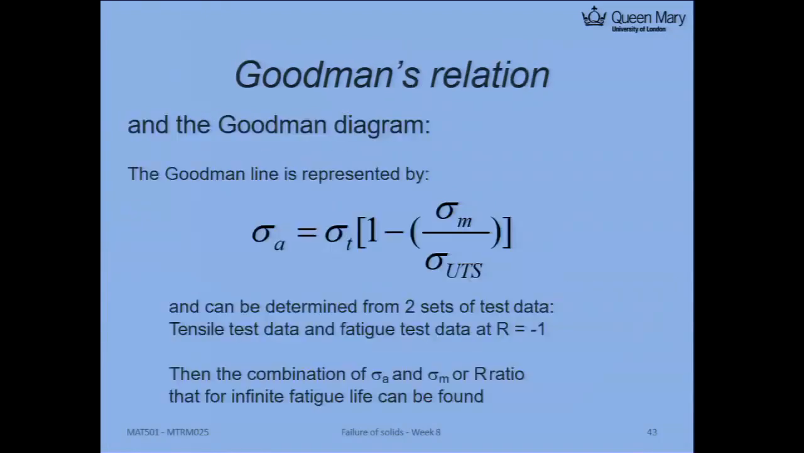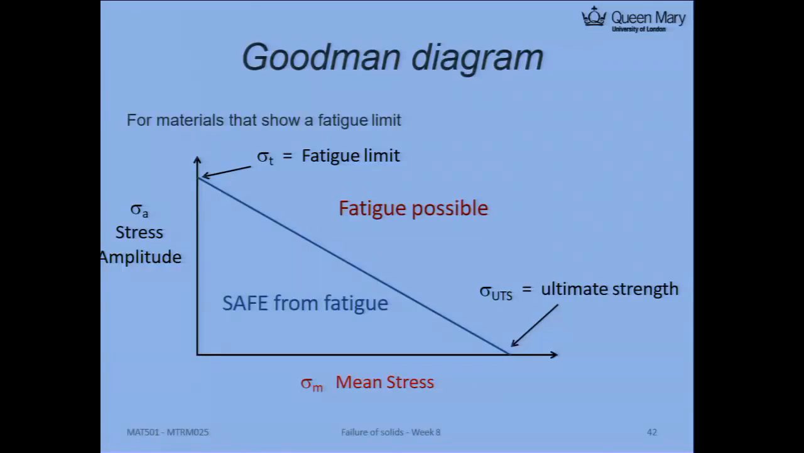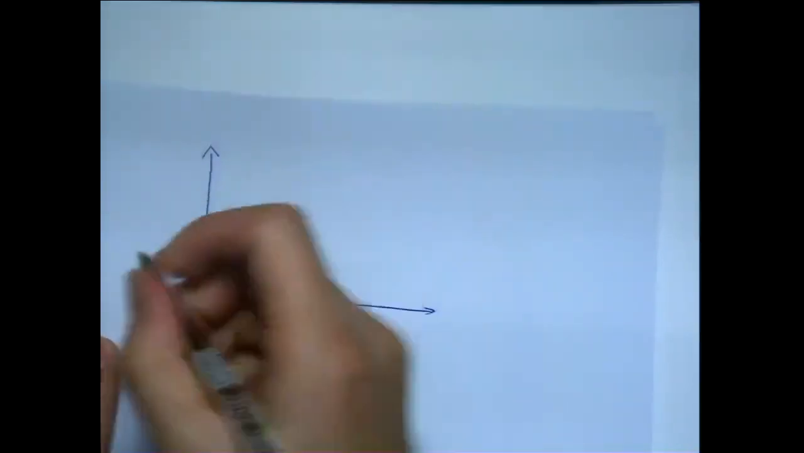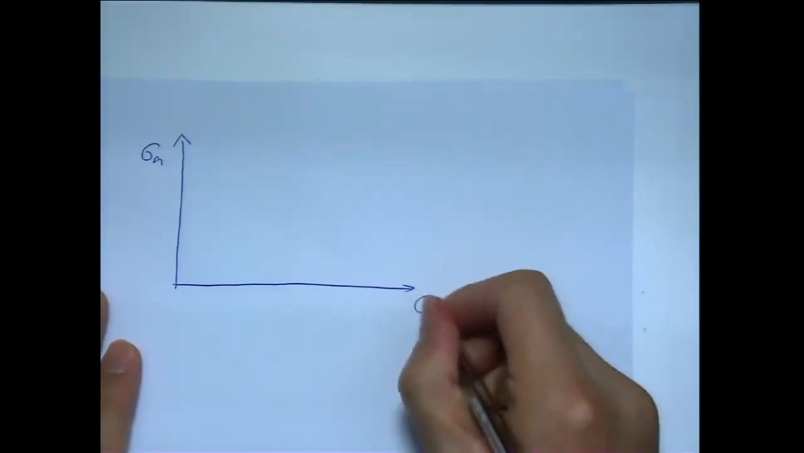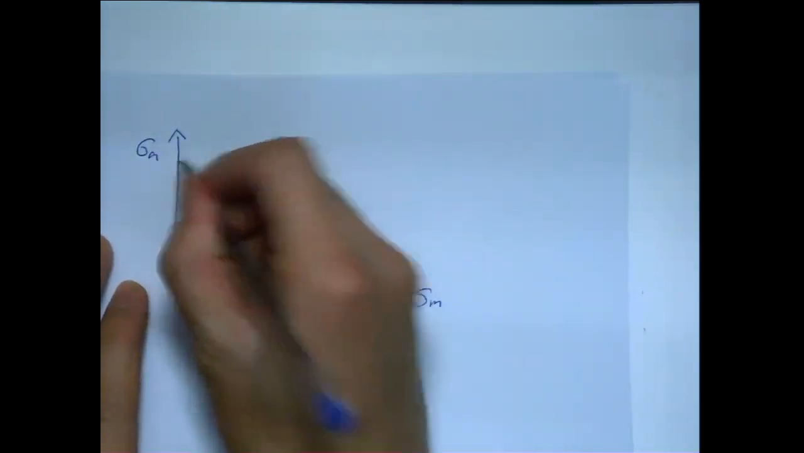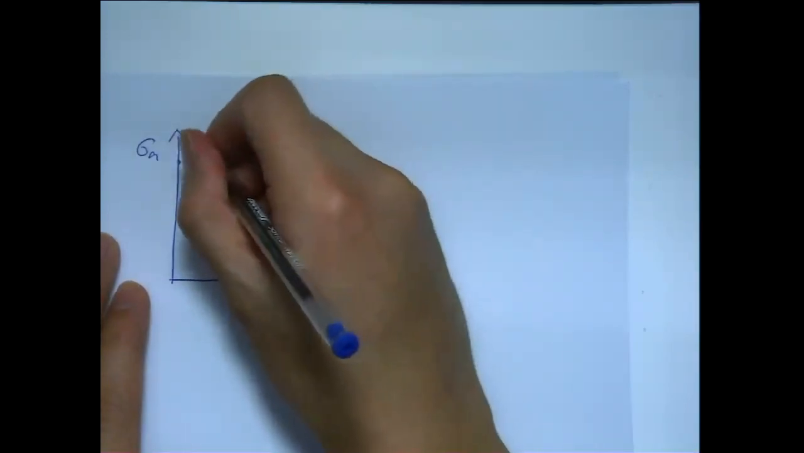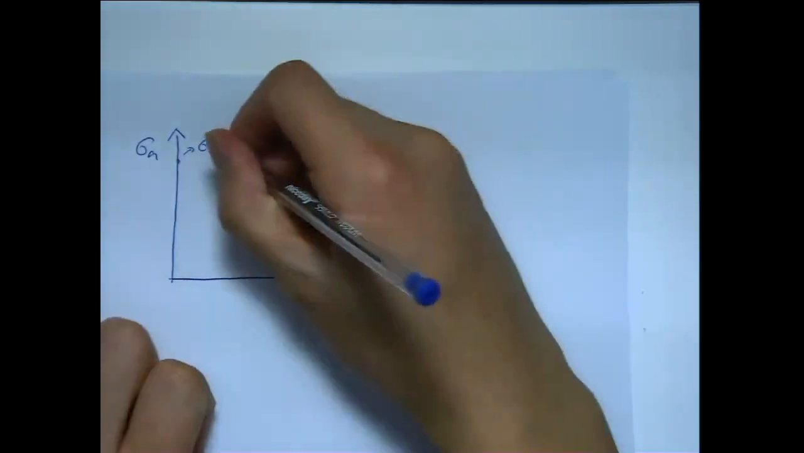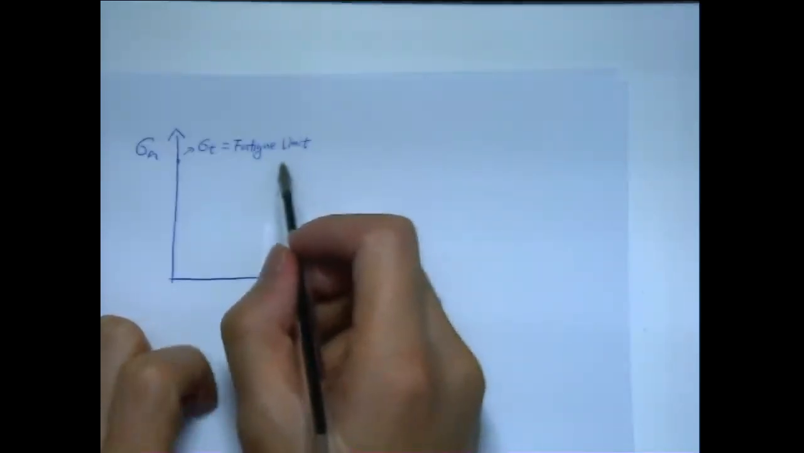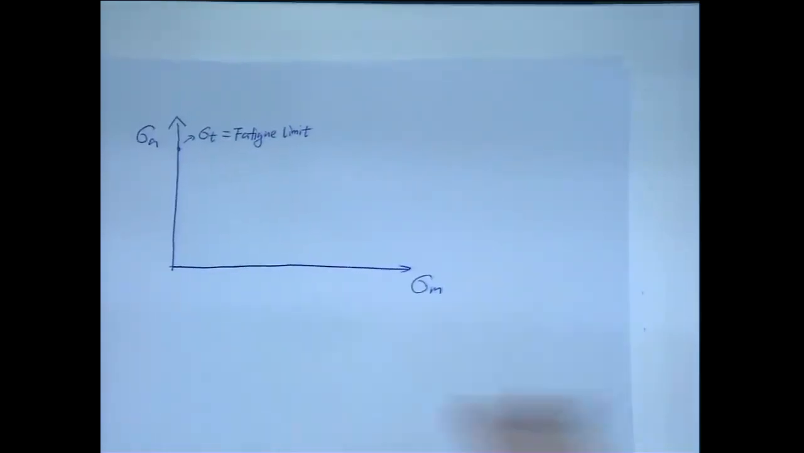Okay. So the Goodman relation: let's just derive this curve, what that means. It's not that hard. I give you this plot. Again, the plot now is sigma A, the stress amplitude, plotted against the mean stress. And what you know initially is this point, which is equal to the fatigue limit, sigma f. That's why the Goodman relationship must have the fatigue limit for this material. Otherwise, you don't have that dot.